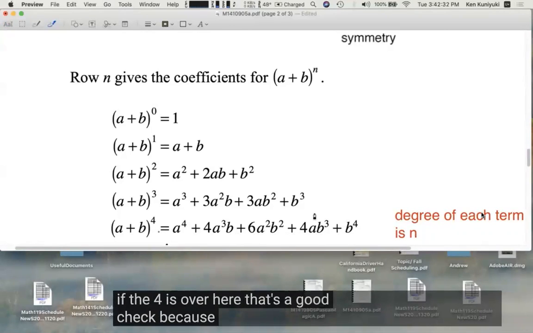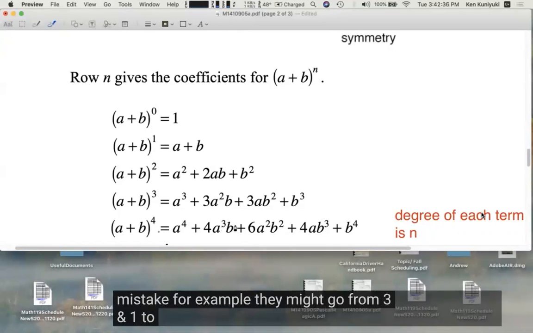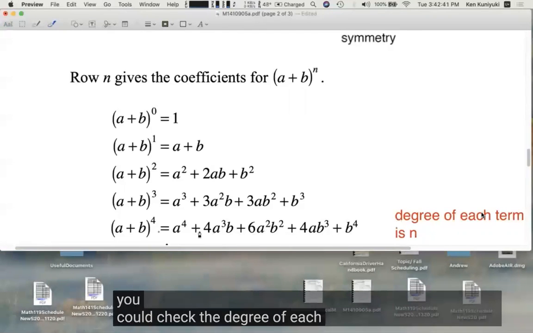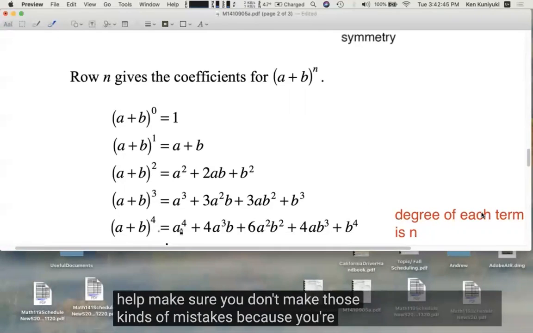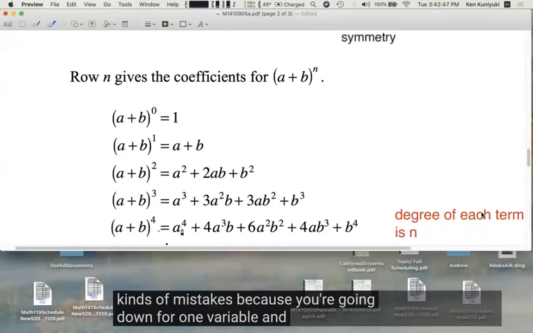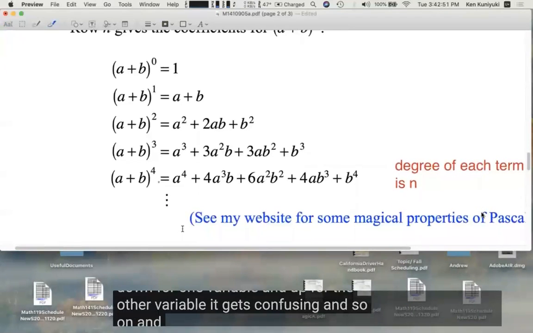That's a good check because a lot of people make a mistake. For example, they might go from 3 and 1 to 4 and 2, and that would be a mistake. You can check the degree of each term to help make sure you don't make those kinds of mistakes. Because you're going down for one variable and up for the other variable, it gets confusing.